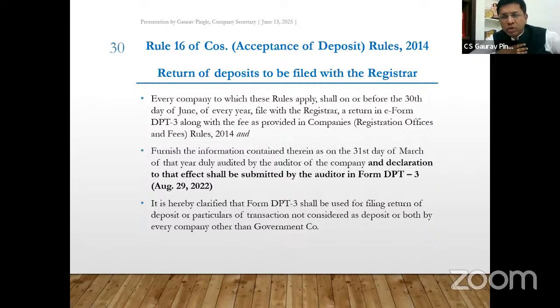In my personal view, attach a note saying that the e-form is being filed without the certification of the statutory auditor, because the ROC should know that we are aware of such a situation. Another important aspect is that it is by the auditor. It cannot happen that Mr. A is the statutory auditor and somebody else, a practicing chartered accountant, certifies the form. That is not possible. Whoever is the auditor should certify the e-form.